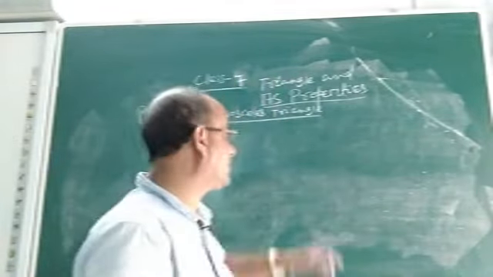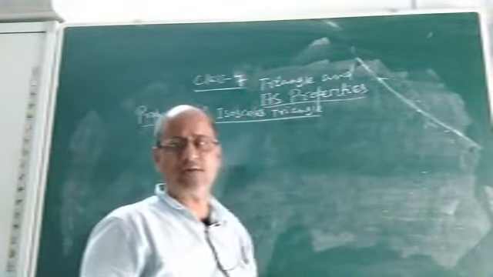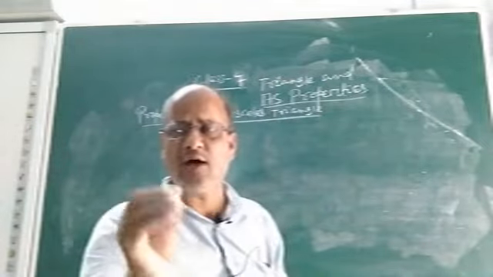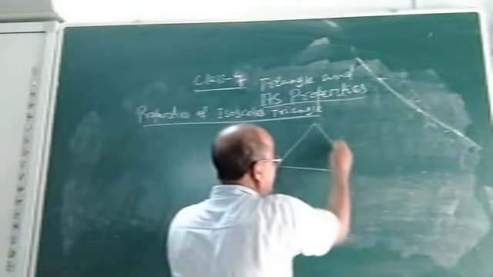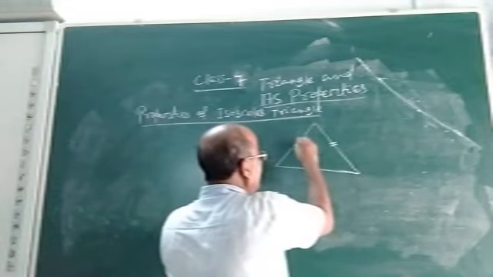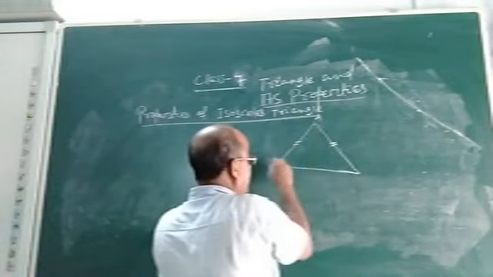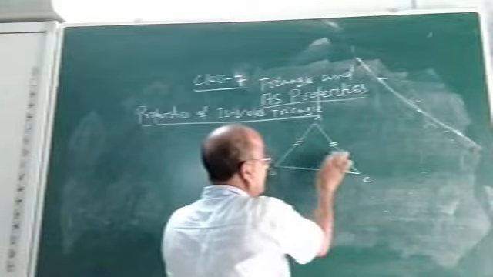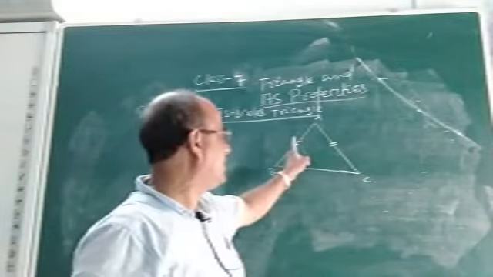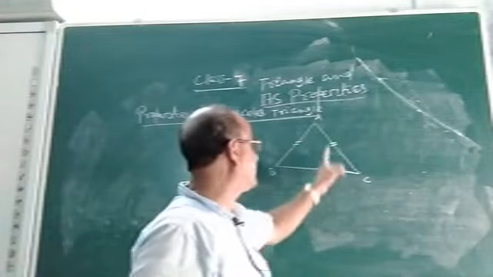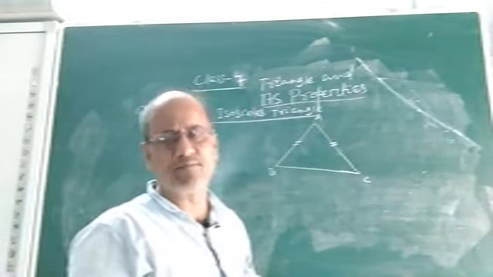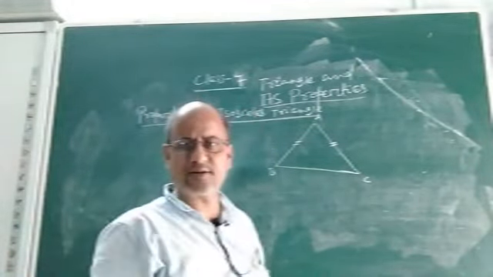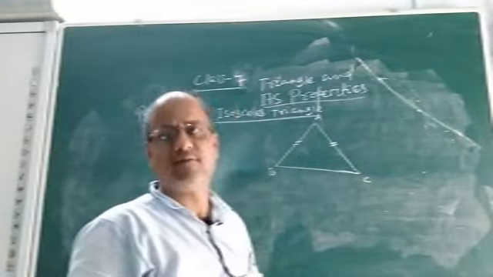So first let us discuss the properties of isosceles triangle. Children, I hope you know what an isosceles triangle is. See, this is a triangle. Suppose ABC is a triangle, and if the lengths of any two sides are equal, either AB equal to AC, or AB equal to BC, or AC equal to BC, then it is called an isosceles triangle. We know it from class 5.